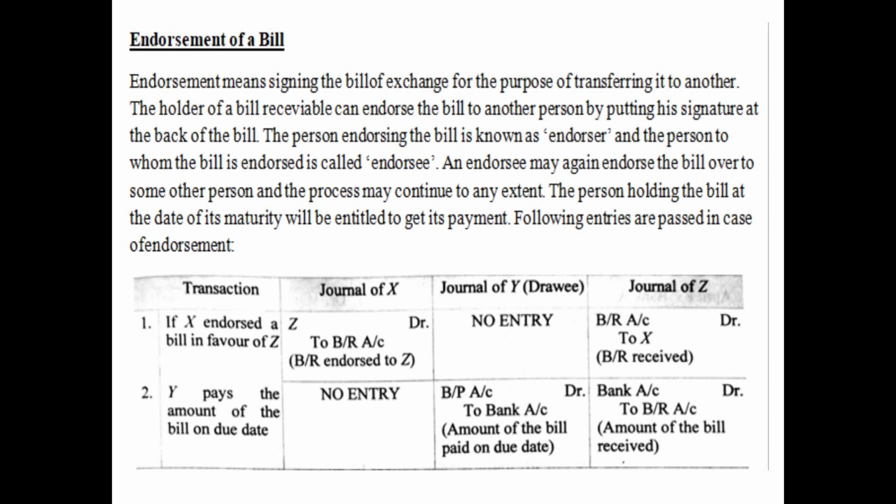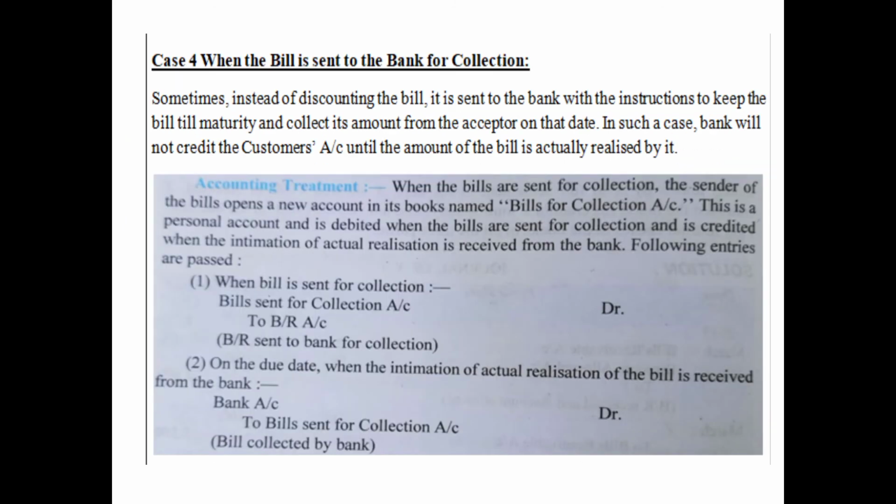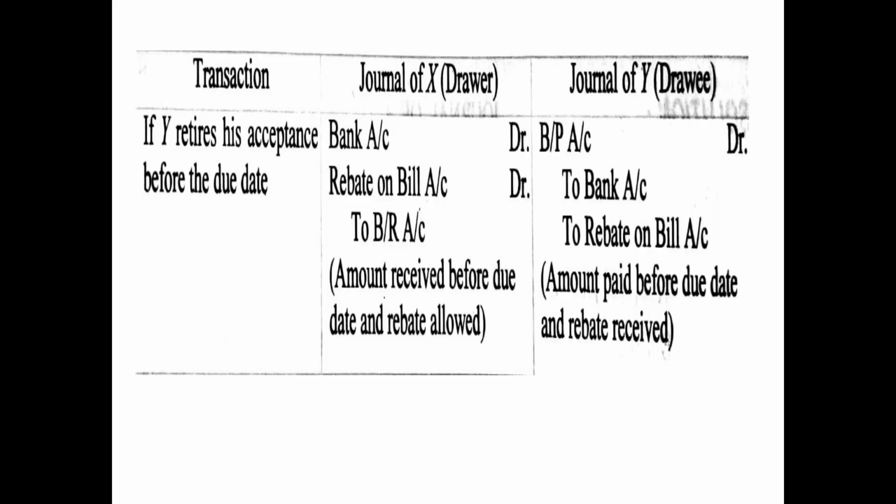Then when the bill is endorsed, you need to pass the entry in the books of the drawer, the drawee and the endorsee. Then case number 4, when the bill is sent to the bank for collection, these are the entries which you need to pass. Then these entries will be passed when the bill is retired or is repaid under rebate. So all these are the entries which you will be writing for this question.